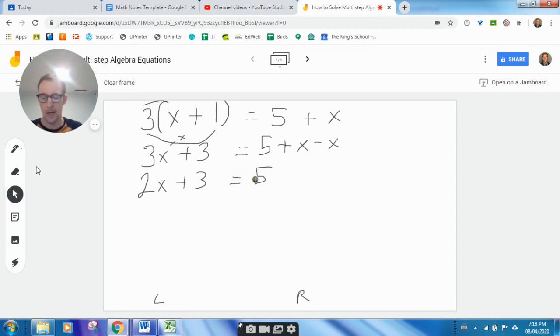Now we're at a place where we can just do two-step algebra. We're going to eliminate the constant term from the left side. The constant term in this situation is the number 3. We're going to subtract 3 from both sides, and that crosses this out, and this becomes 2. So now we can say that 2x equals 2. The final step is to divide each side by the coefficient.